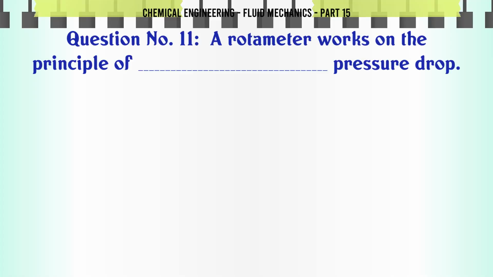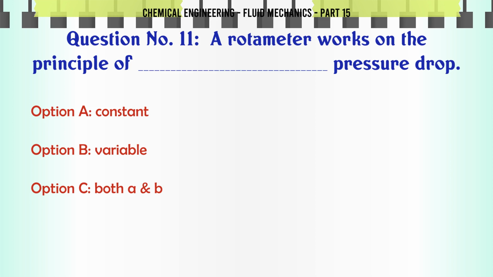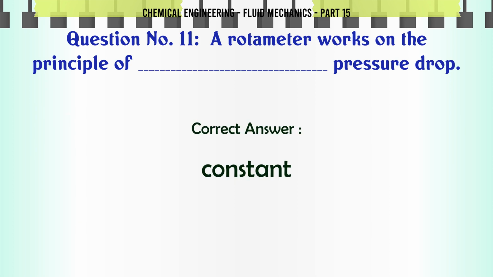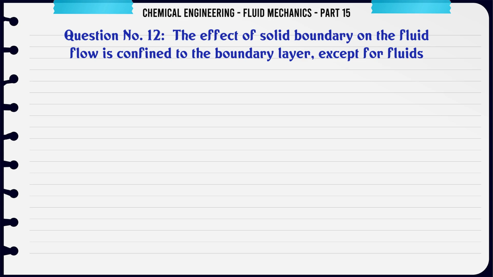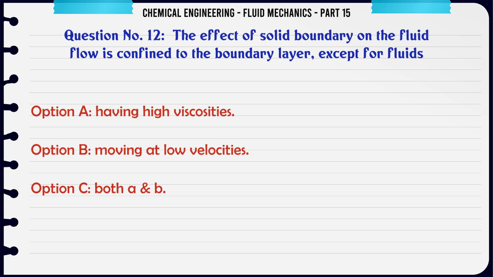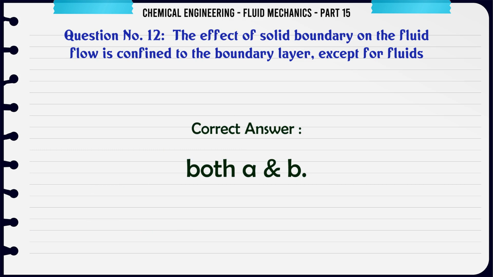A rotameter works on the principle of ___ pressure drop. A, constant; B, variable; C, both A and B; D, neither A nor B. The correct answer is constant. The effect of solid boundary on the fluid flow is confined to the boundary layer except for ___ fluids. A, having high viscosities; B, moving at low velocities; C, both A and B; D, neither A nor B. The correct answer is both A and B.